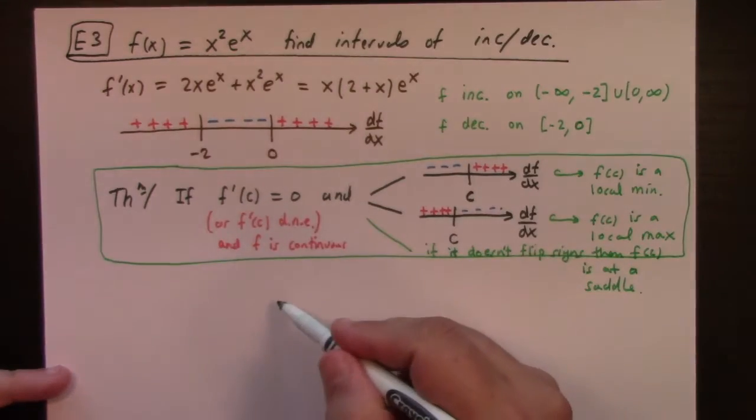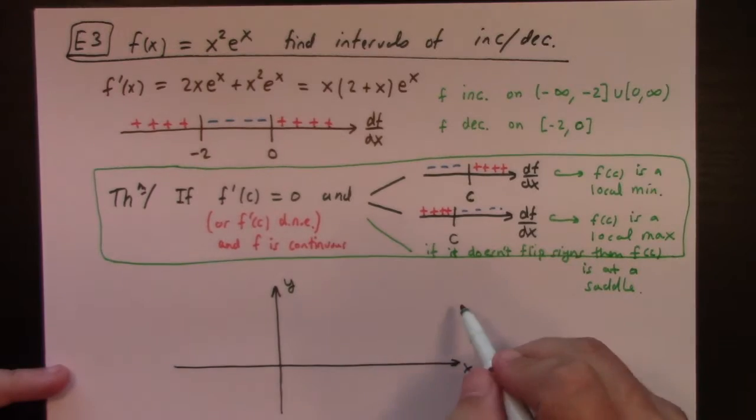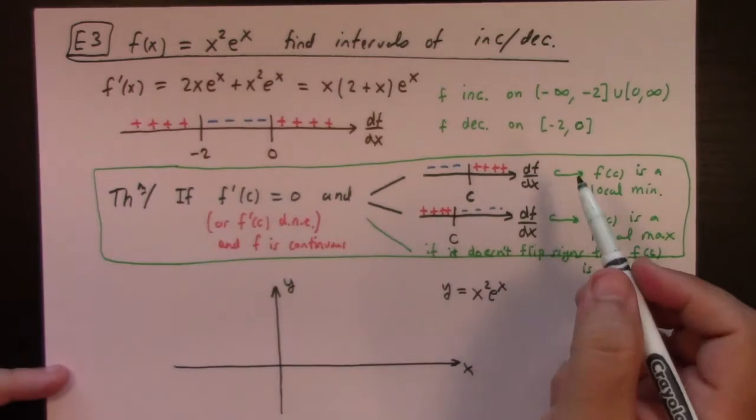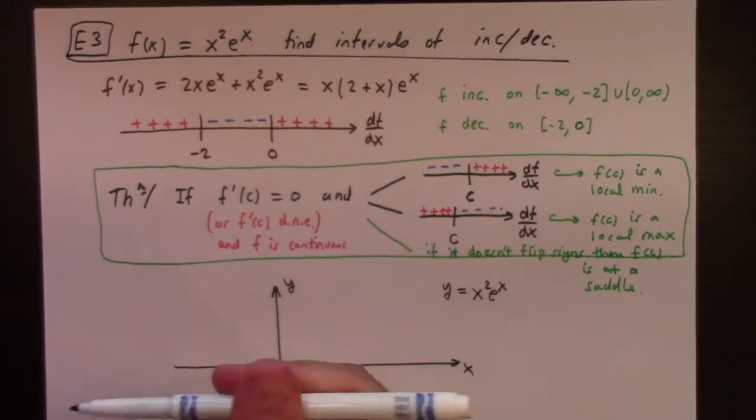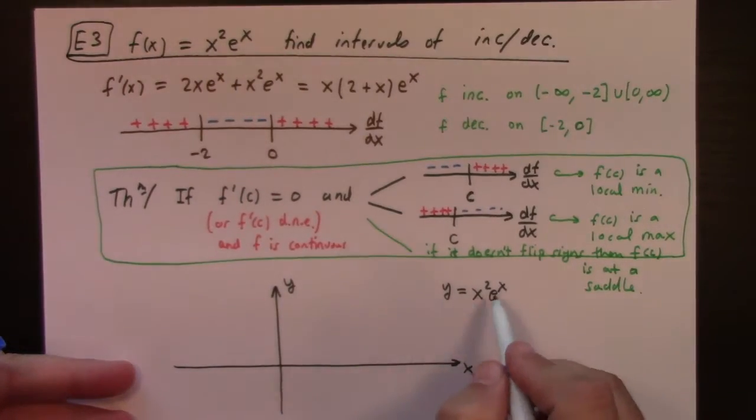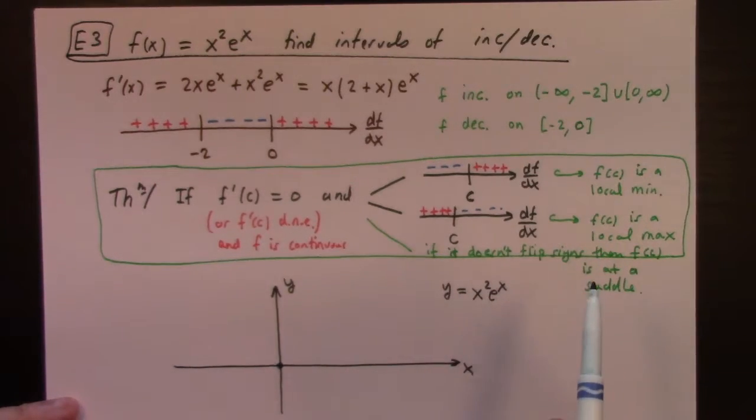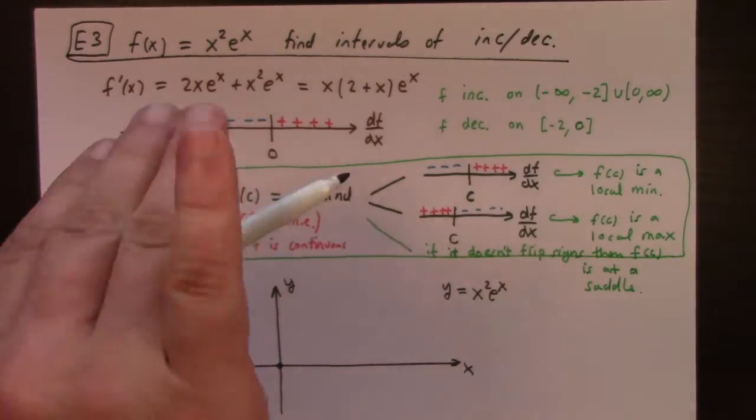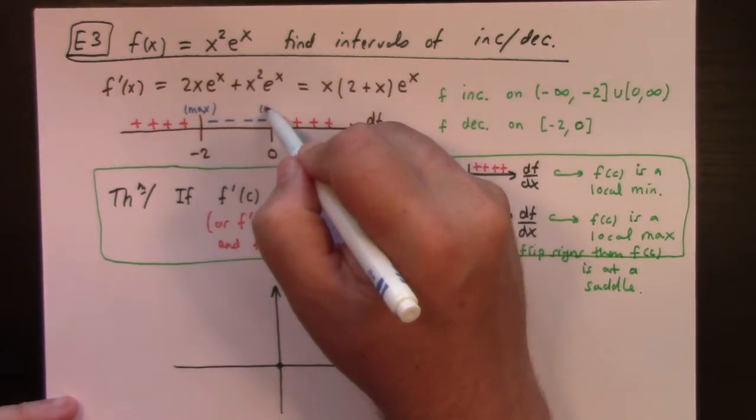But we have enough here to make a sketch of this function, so let's do it. Here's x, here's y. I want to try to make a rough sketch of y equals x squared e to the x using the data we found up here. A little bit of algebraic data to get us started: if I plug in 0, one point on the graph is the origin. At minus 2, it was increasing and then decreasing, so this is a local max. This is a local min.